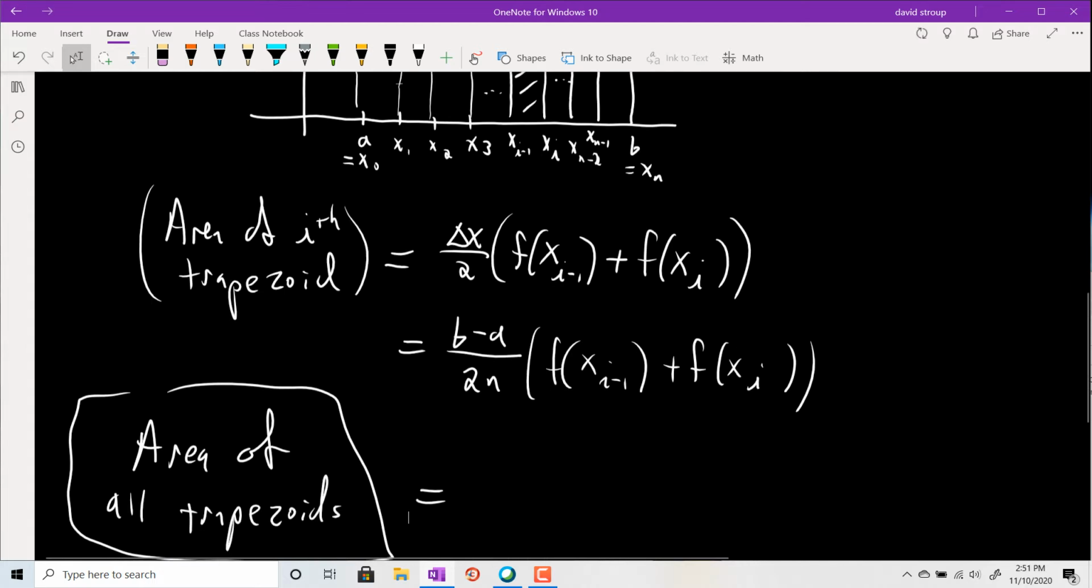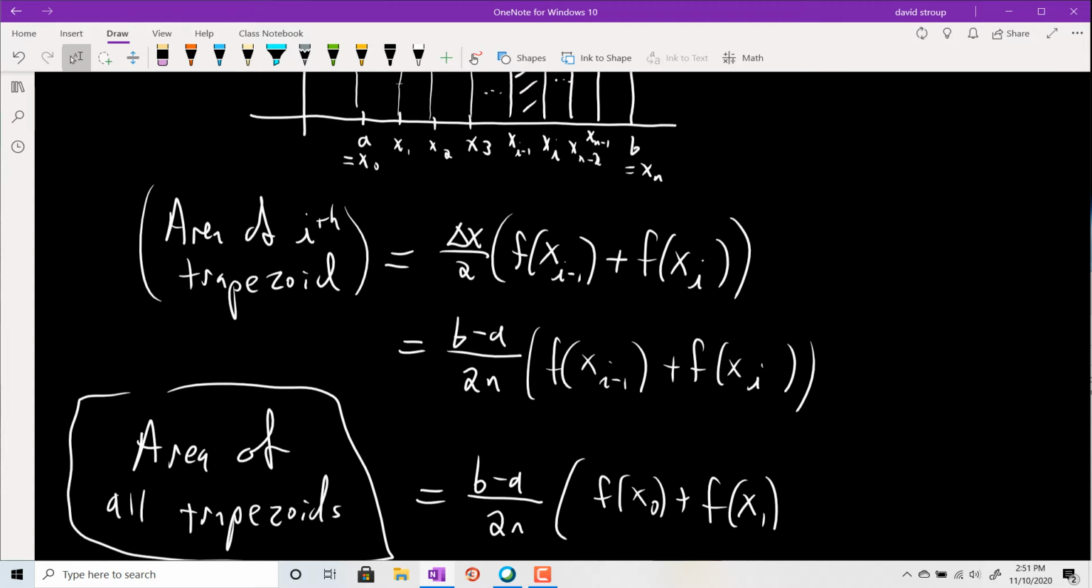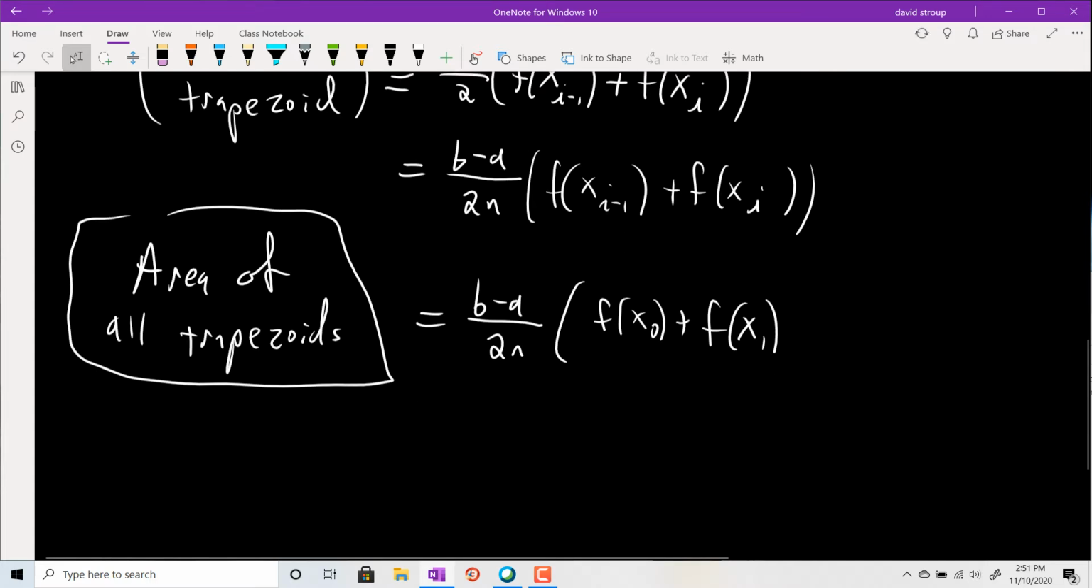Looking back at the interval, we could always factor out this (b minus a) over 2n from all of the areas of the particular trapezoids. So we'll end up with just a sum of the endpoints. The first pair would be f of x sub 0 plus f of x sub 1, all over 2 times change in x, would be the first area of the trapezoid, but we've rearranged it a bit.